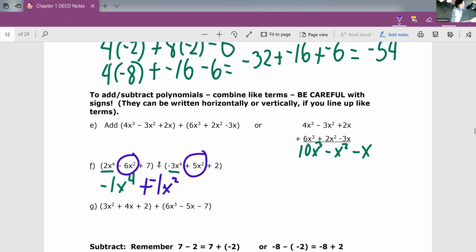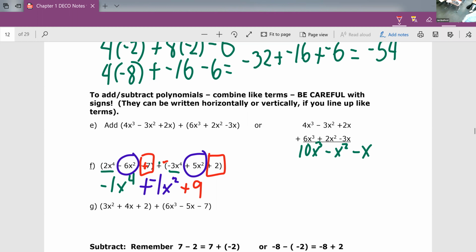All right. What's the last thing we've got to identify? Yeah, the constants. So maybe I'll put a box. I got a, oops, sorry, that was a +7 here and a +2 here. What do I get if I put those together? +9. Does that make sense? Okay, so you can only combine what you have that would be like terms.